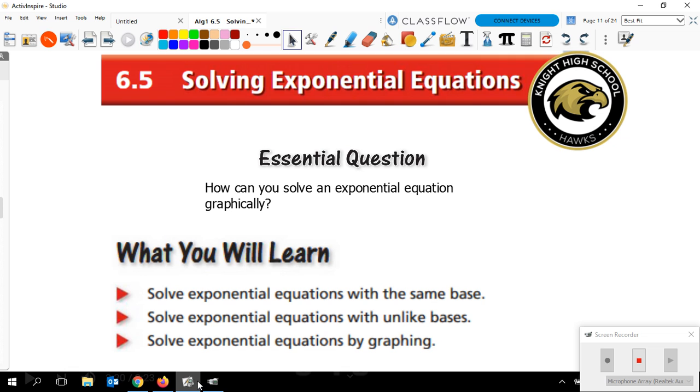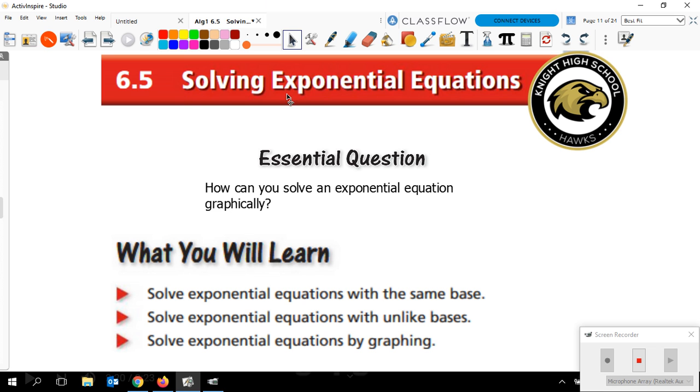All right, well, welcome back, Algebra 1 students. This is Chapter 6. We are looking at exponents in this chapter. I wanted to do that just as a way of review, just to remind you of those exponent rules. They are very important that you don't forget those rules, as we've learned already in Chapter 6.